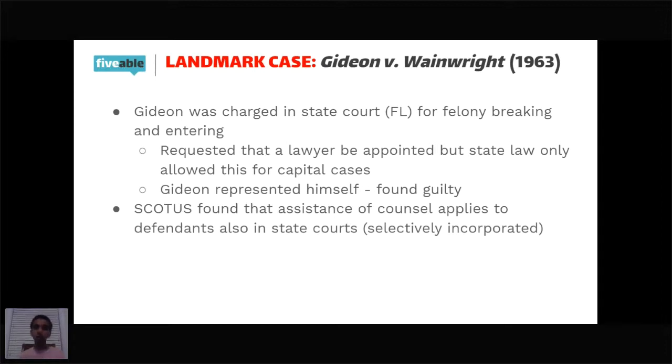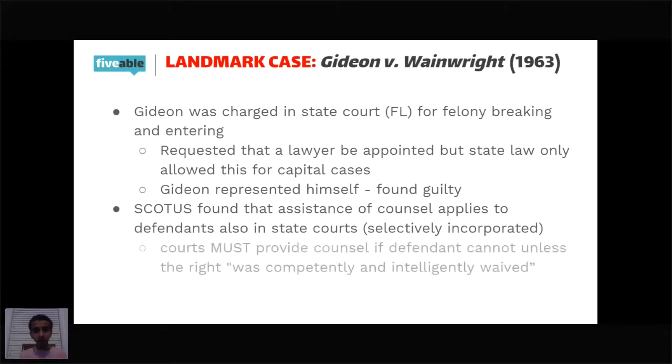Always note this piece of selective incorporation is a super big theme in AP Government. You need to know it for your AP exam. You will have questions about it 100%. Basically, what Gideon did was apply the Sixth Amendment and its provision about being appointed counsel to all state courts. Another thing is that the courts must provide counsel or a lawyer if the defendant cannot afford it, unless the right is competently and intelligently waived. So again, this is a quote.